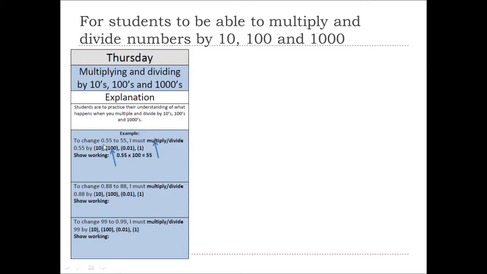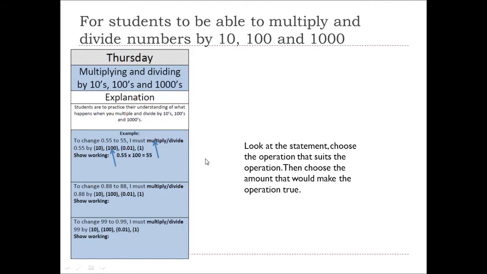The statement is to change 0.55 to 55. The students then have to look at the statement and choose the operation that suits. For example, you would choose multiply in this case because you start with a smaller number and end with a bigger number, so it's going to be a multiplication.